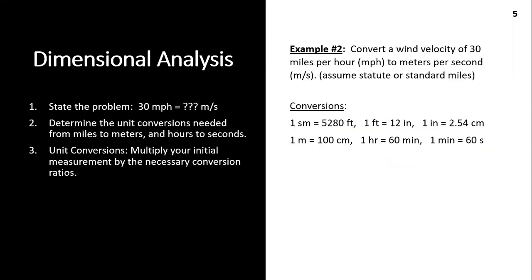Example 2: convert a wind velocity of 30 miles per hour to meters per second. In this example, there are 2 types of conversions: distance, miles to meters, and time, hours to seconds. Given the following conversion ratios, follow the three-step process to calculate your final answer. Feel free to pause the video now if you'd like to try and solve the problem on your own first. Welcome back. If your dimensional analysis was correct, you should have calculated 13.41 meters per second.